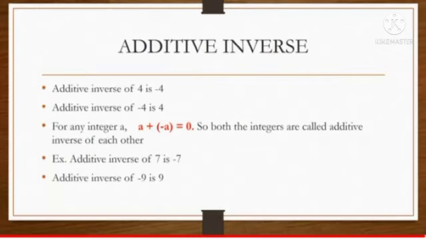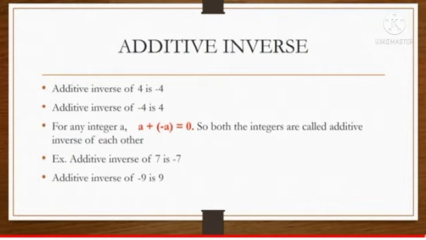Next one is additive inverse. Let's take an example for this. 4 plus minus 4 is equal to 0. 2 plus minus 2 is equal to 0. 9 plus minus 9 is equal to 0. If we add a positive and a negative integer with the same digit, we get the sum as 0. So in each pair, one integer is called the additive inverse of the other integer.